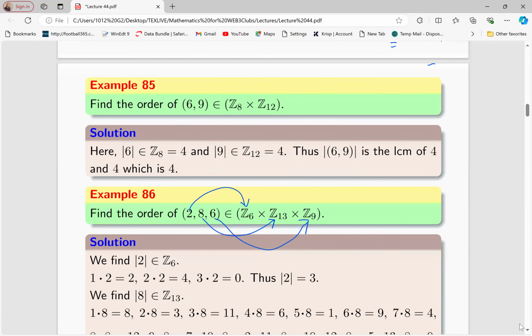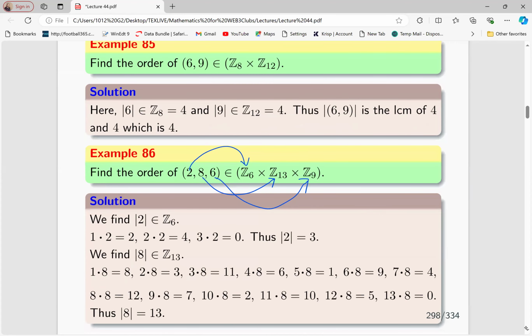So when I did the order of 2, for instance, I got that the order of 2 was 3. You can see 2 once was 2, 2 twice was 4, and 2 three times was 0, because I'm doing it mod 6. 2 three times is 6, which is 0. And therefore the order of 2 is 3.